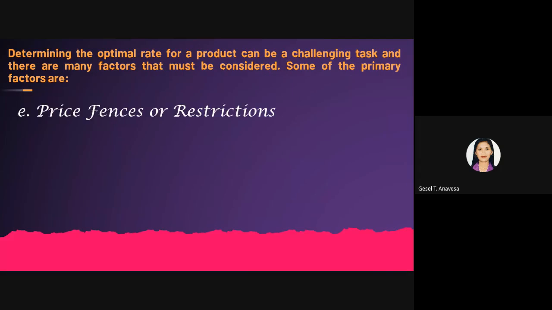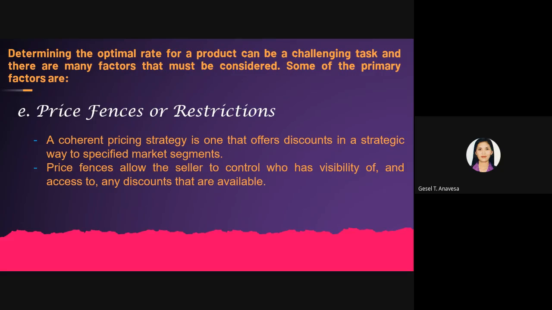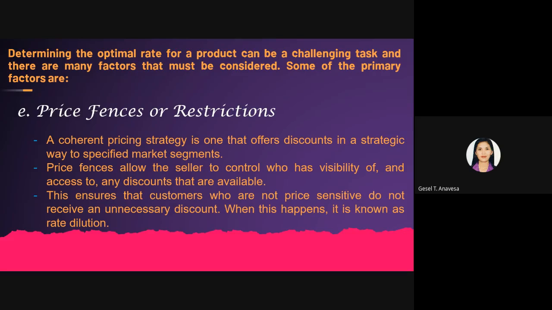And then, price fences or restrictions. Okay, so a coherent pricing stance in a strategic way to a specified market segment. Price fences allow the seller to control who has visibility of and access to any discounts that are available. This ensures that customers who are not price sensitive do not receive an unnecessary discount. When this happens, it is known as rate dilution.